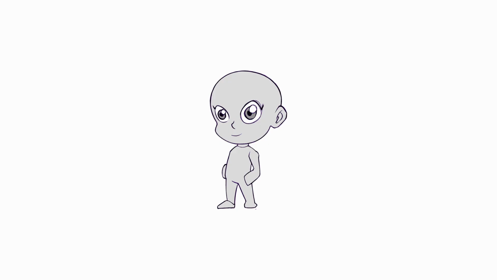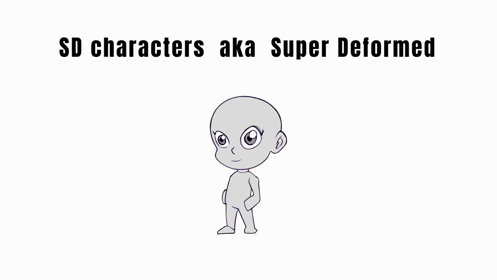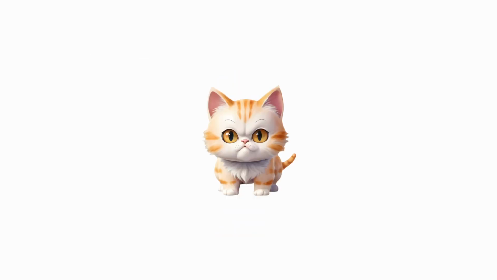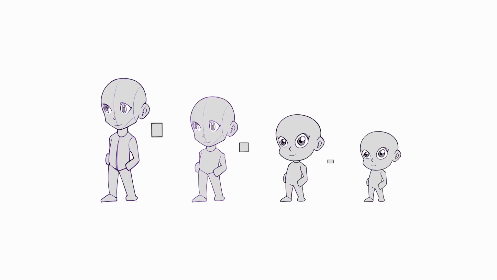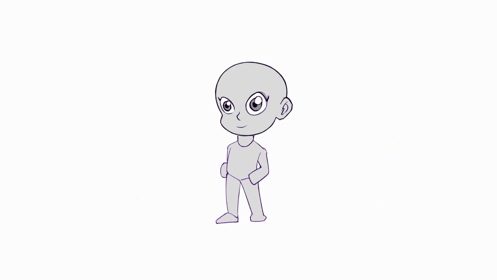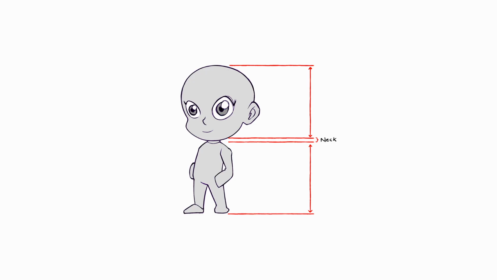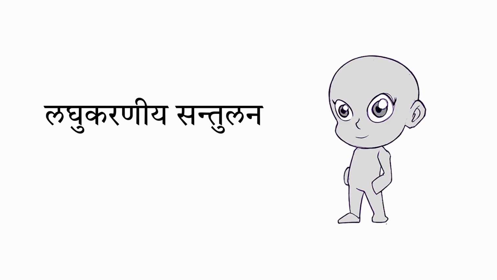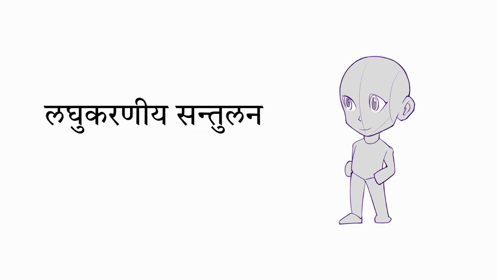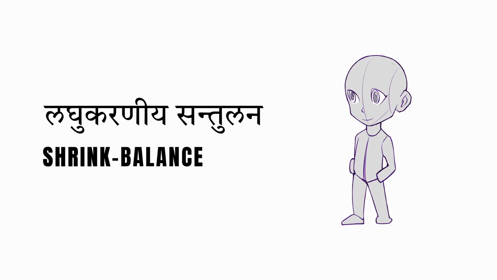So, SD characters, aka Super Deformed, are those adorable munchkins with watermelon heads and baby limbs. But they still follow proportion science. As we reduce details and increase cuteness, neck length quietly shrinks, not randomly, but proportionally. जिसे हम कहते हैं लघुकरणीय संतुलन, means shrink balance ratio.